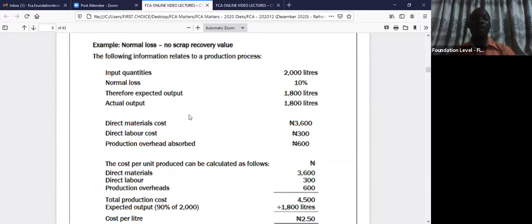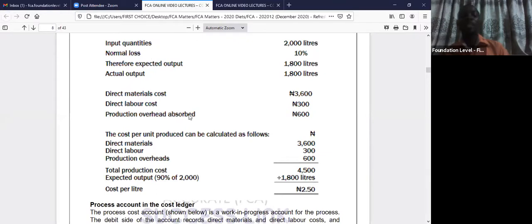The cost per unit can be calculated this way. Your material cost is 3,600 for the 2,000 liters, plus your conversion cost of 900, which gives you a total expected cost of 4,500. Because the normal loss of 10%, which is 200 liters, has no recoverable value, as it has evaporated, the remaining 1,800 will share the cost of 4,500. So you simply say 4,500 divided by 1,800. It means your good output will cost you 2 naira 25 kobo.